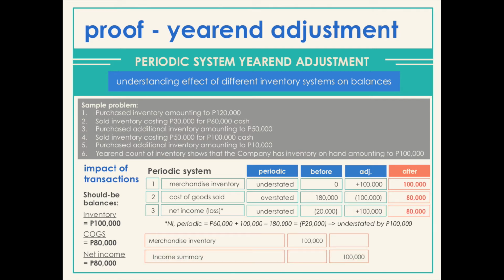After effecting the adjustments, you'll see that the adjusted balances here already agree with the should-be balances here on the left. And this is why the period end adjustment requires a debit to merchandise inventory and a credit to income summary, because under the periodic system, we don't record inventory on hand. We only do it at the end of the period, so we debit merchandise inventory to recognize the inventory available at the end of the period. And also, based on the formula, the understated inventory also means that the cost of goods sold of the company is overstated before any adjustments are made.